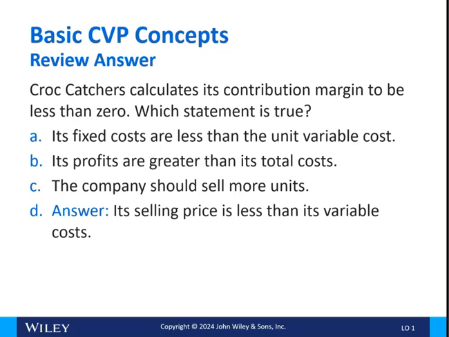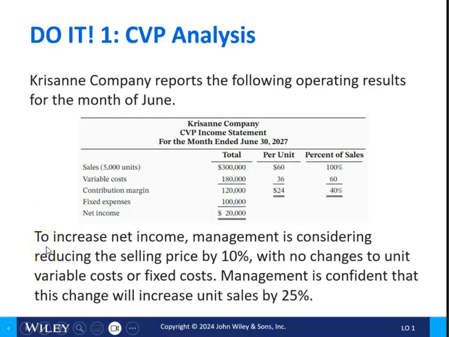Its selling price is less than its variable costs. So remember, contribution margin is selling price minus variable costs. So we're just talking, if we're at a loss at contribution margin, we're not looking at fixed costs, we're not looking at total income, just that contribution margin. It's the difference between selling price and variable costs. I'll go through another analysis.